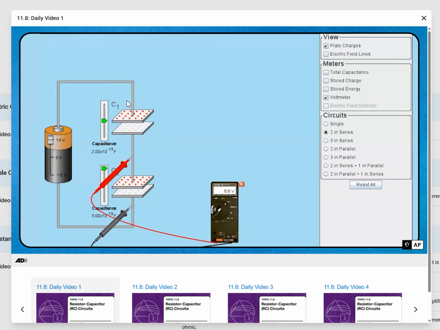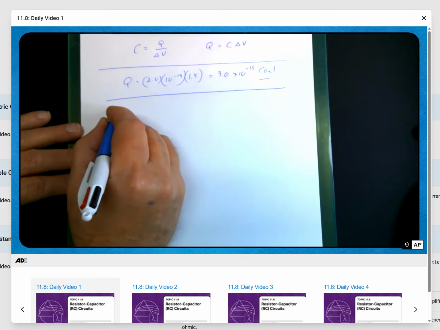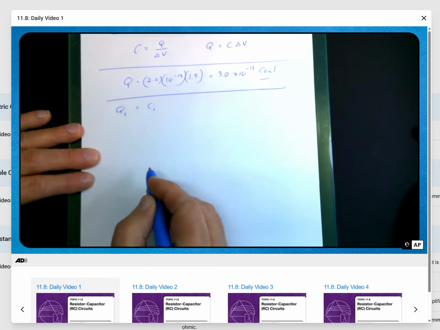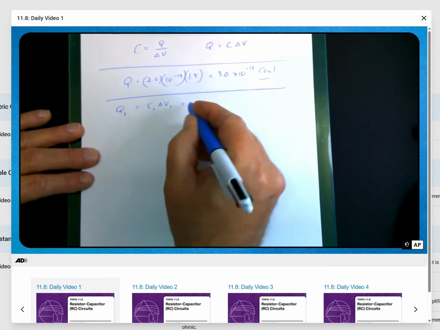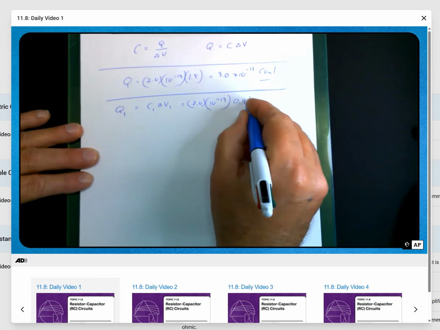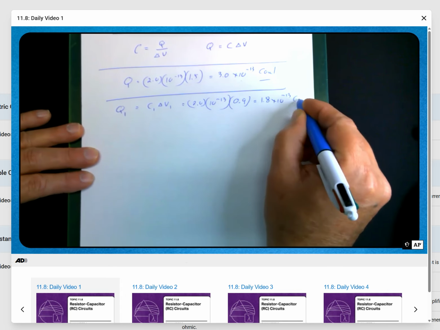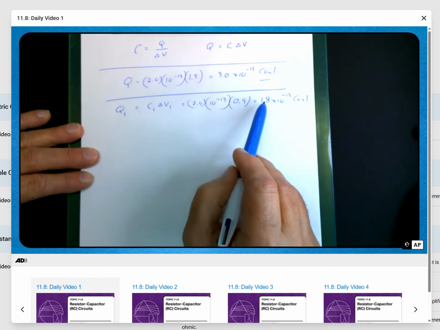So the voltage drop across each capacitor is different, which means the amount of charge stored in that capacitor is different. So let's do just a bit more math. So let's see, now we have the charge stored in capacitor number 1 is capacitance number 1 times the change in voltage 1. Well, that is still 2 times 10 to the minus 13. The drop in voltage was 0.9. Oh, and I can do that math in my head. That is 1.8 times 10 to the minus 13 coulombs. So you'll notice that less charge is stored in the capacitor now that it's in series with another one.